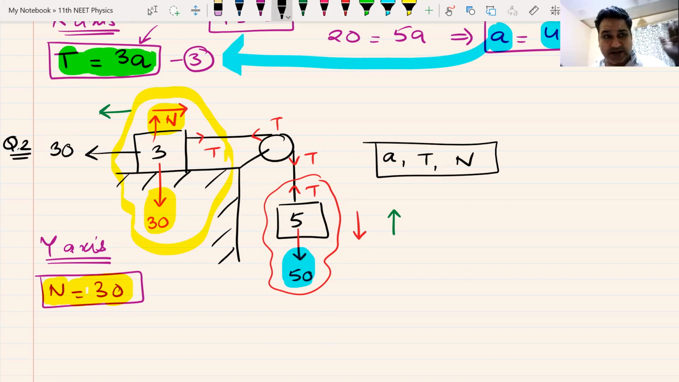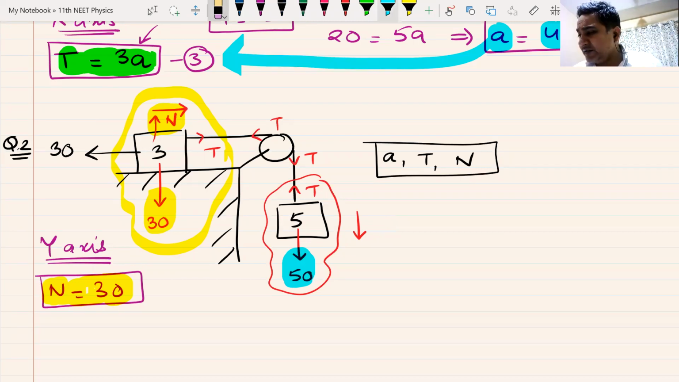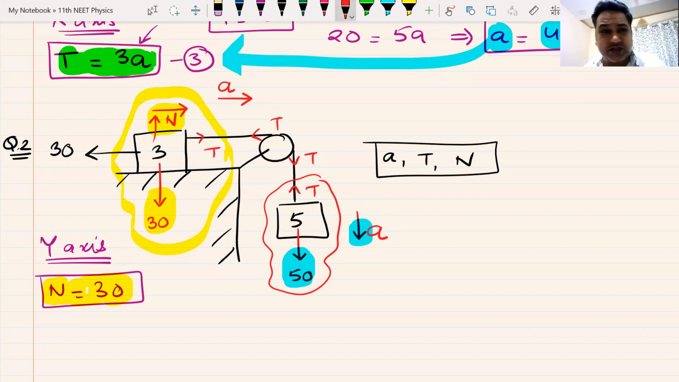So now we understand this block is going to move downwards. There is no need for this upward thing, so I'm just erasing this upward so that I don't confuse myself. It is not going to move upward; it is going to move downward. Now it's easy for me to make the equation. 50 is downwards. What about the acceleration? If it moves down with an acceleration A, we must understand that this will move rightwards with an acceleration A because they are connected by the same string.